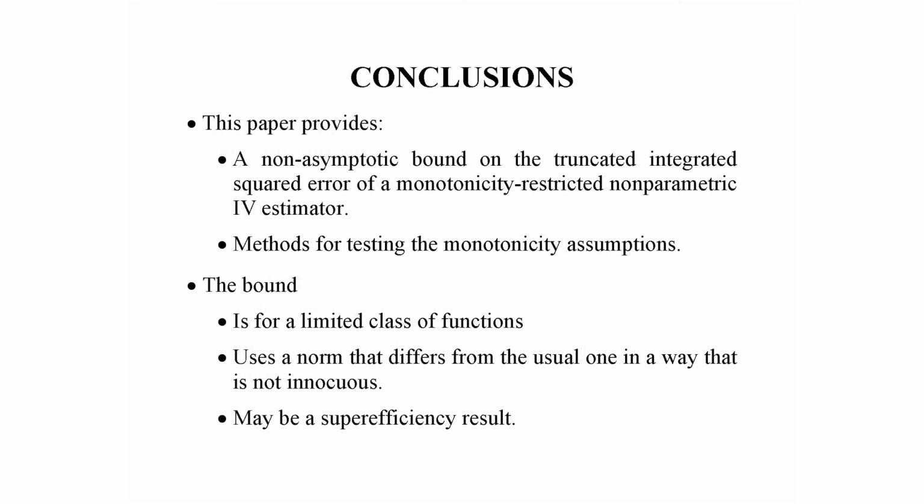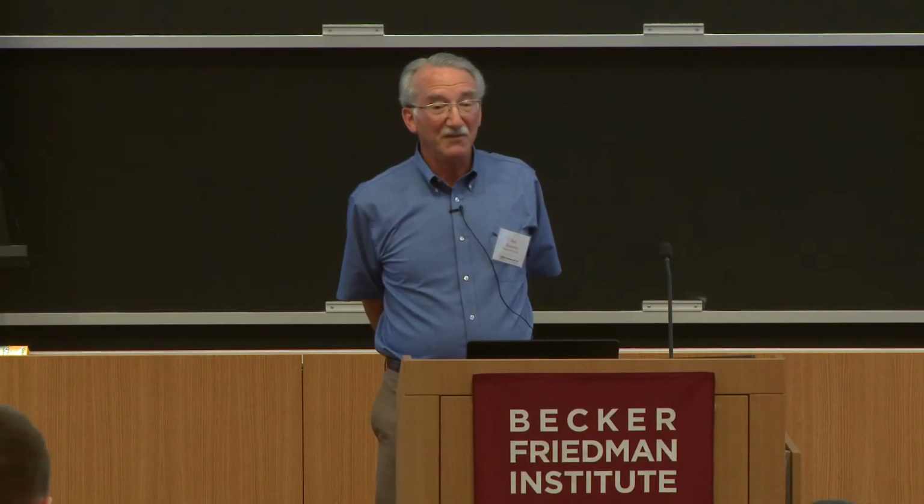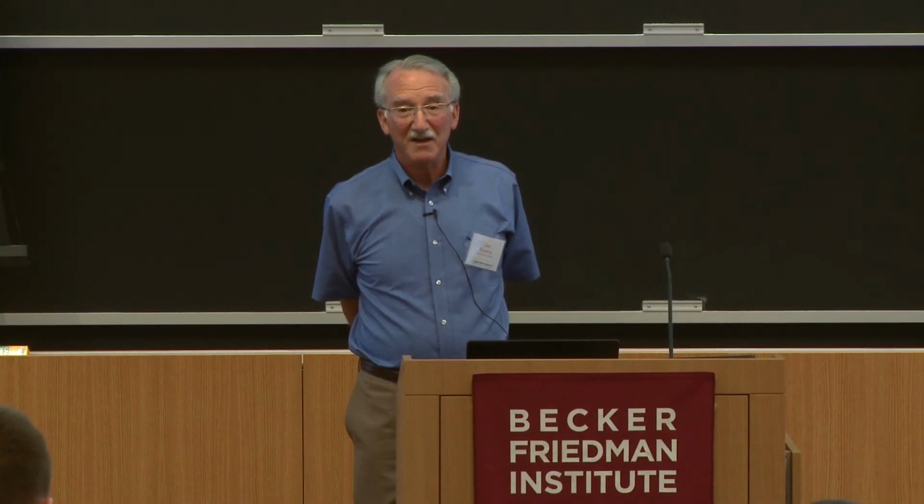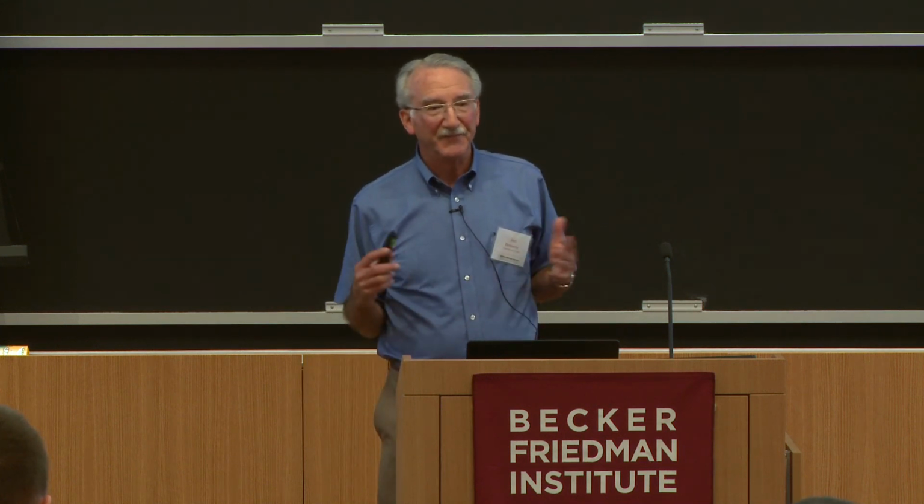So my conclusions are that this paper provides a non-asymptotic bound, and it's difficult to achieve non-asymptotic results in this business, so this is a very impressive accomplishment. And it provides methods for testing the monotonicity assumptions, which neither Daniel nor I talked about. But the non-asymptotic bound that they have is for a very limited class of functions. It uses a norm that differs from the usual one in a way that is not innocuous. And perhaps what we really are seeing here is a super efficiency result, not something more general and applicable.